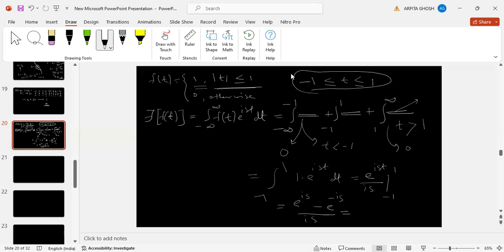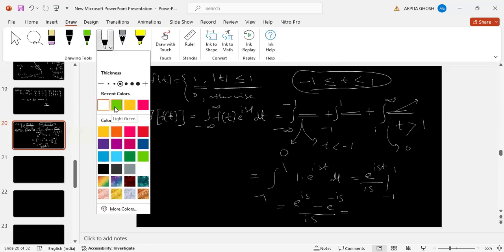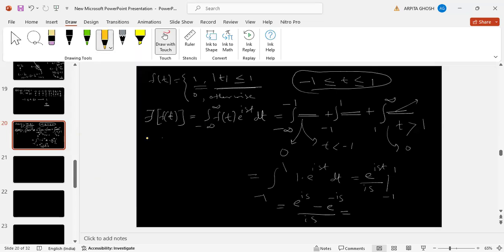What's the value of e to the power i theta? Cos theta plus i sin theta.